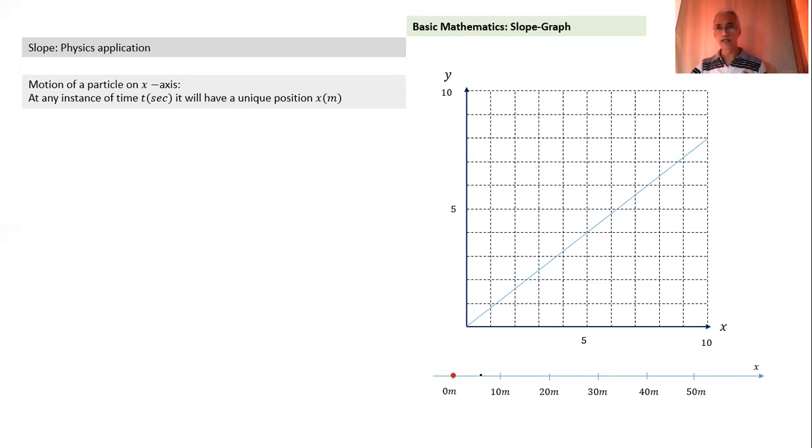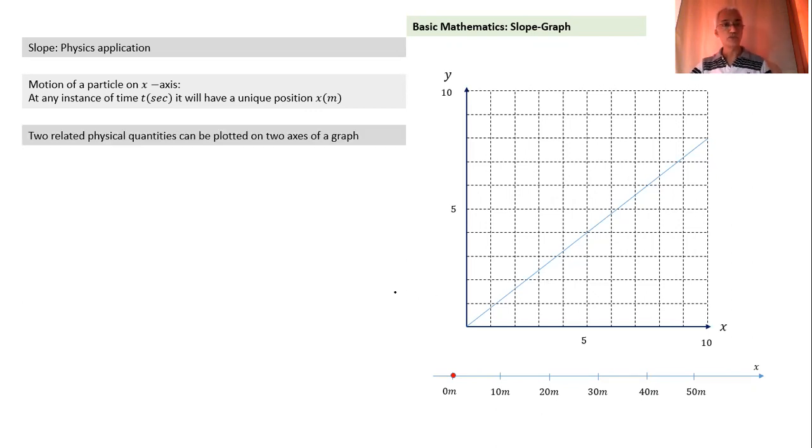So there are two related quantities. Which are the two physical quantities we are talking about here? Time t and position x in meters. And whenever two physical quantities are related, those related quantities can be plotted in the form of a graph. So the graph will indicate the nature of the relationship between those two quantities. Let's do this case here: motion of a particle. Two related physical quantities can be plotted on the two axes of a graph.